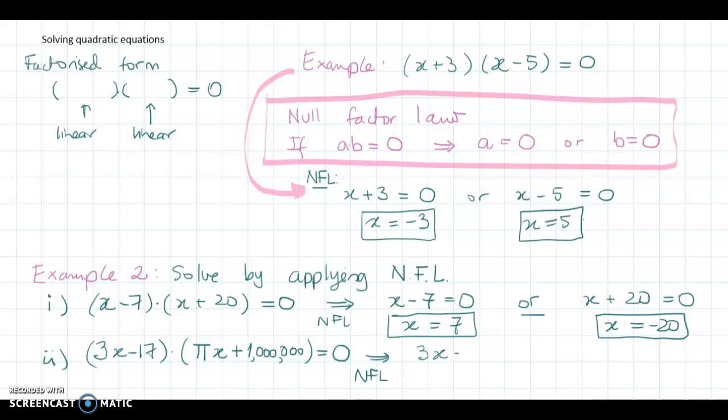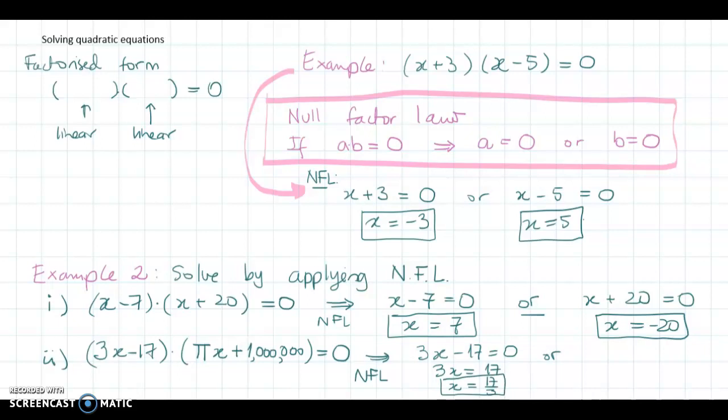So, for instance, 3x - 17 = 0. If I add 17 on both sides, 3x = 17. And if I divide by 3, because I don't want 3x, I want just x, then x = 17/3. So this is one of the possible solutions.